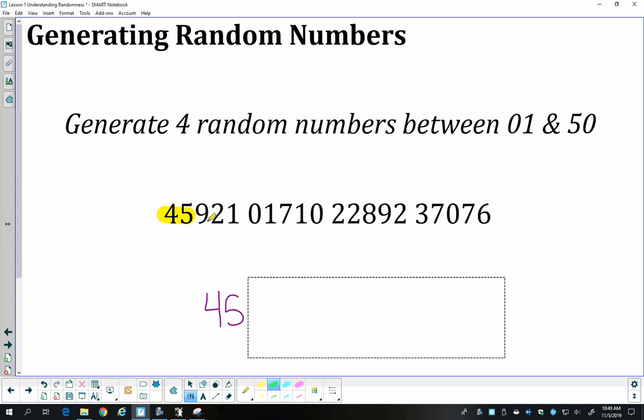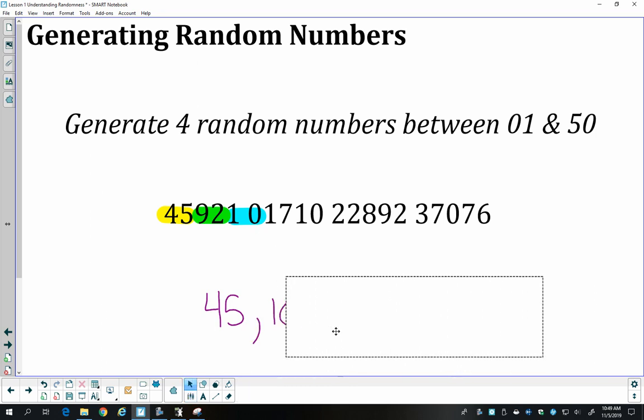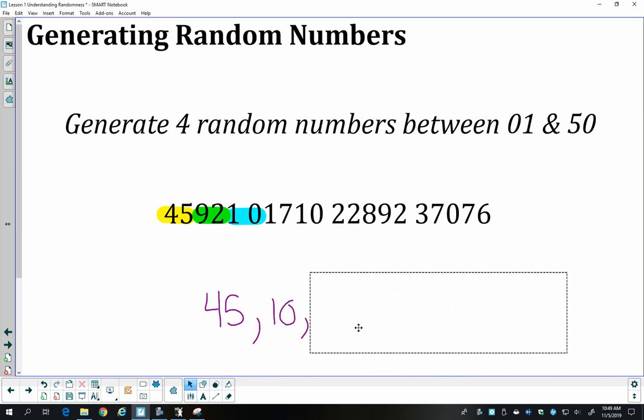Then I look at the next two, 9 and 2. So 92 doesn't fall between 1 and 50, so we can't use that. Our next two, even though there's a space here, 1 and 0, gives us 10, so that would be our next two-digit number. Then we have 17.